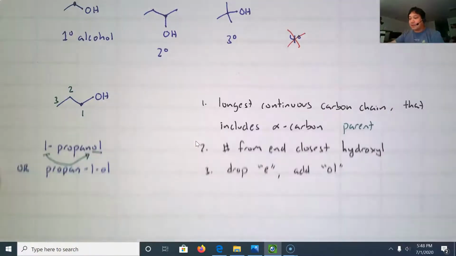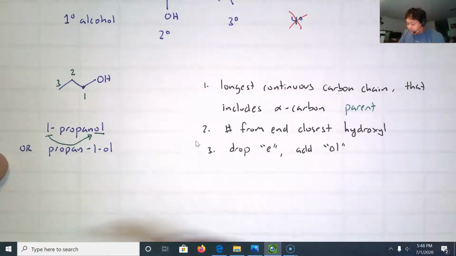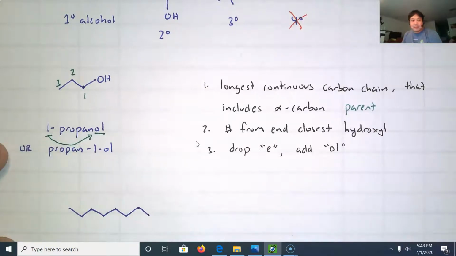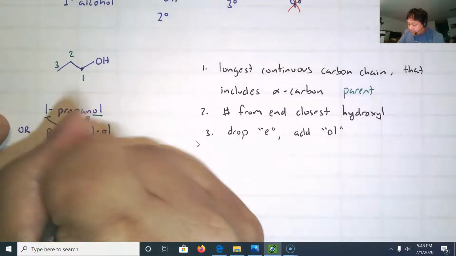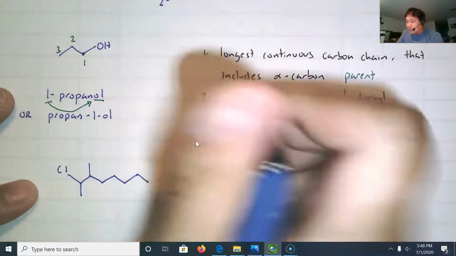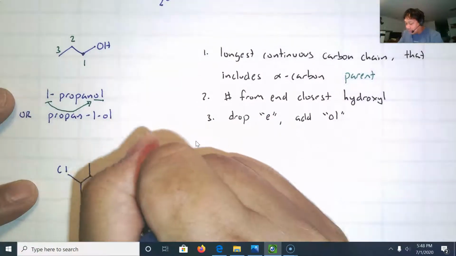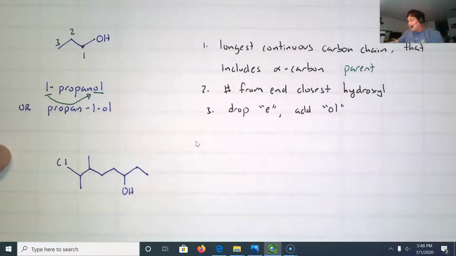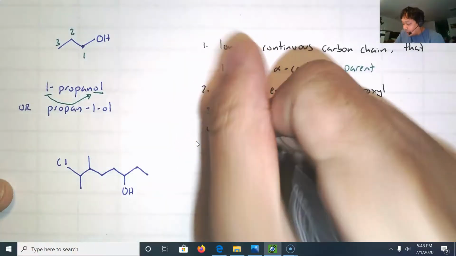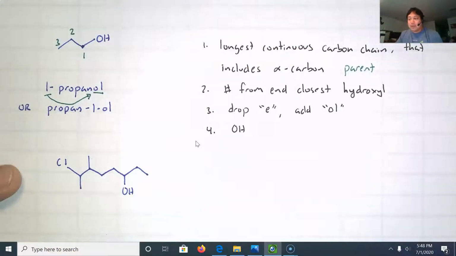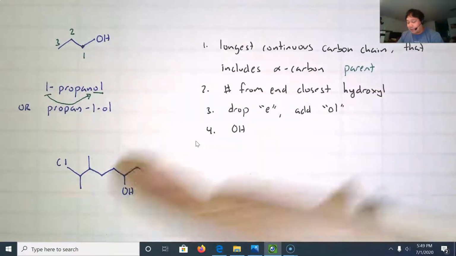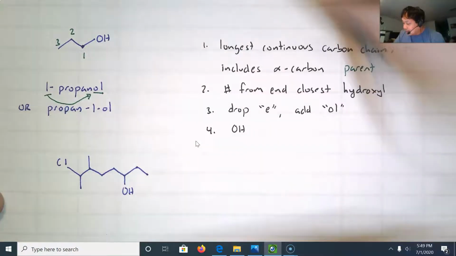Let us try another example. Let's try this one. We're going to put a chlorine here. Put 1 carbon at that position, 1 carbon in this position, and the OH will go on this position. We're going to add one more rule, number 4. The hydroxyl group, or the OH group, has more importance than other substituents, in particular alkyl groups and halogens.